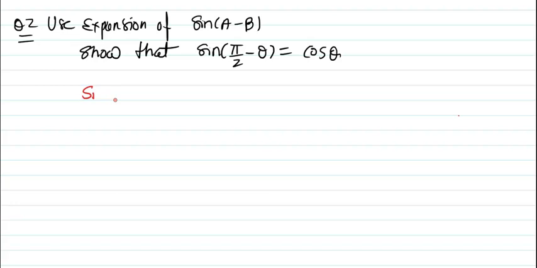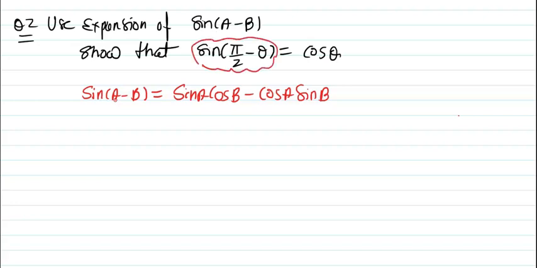So we know the sine A minus B formula. What is the sine A minus B formula? Anybody can say? If it is minus, then it is minus cos A sine B. Is that okay? Now, they are asking you to use sine pi by 2 minus theta. So if you write down sine pi by 2 minus theta, you can see here A is pi by 2 and B is theta. Is that fine? So just replace: A is pi by 2 and B is theta.